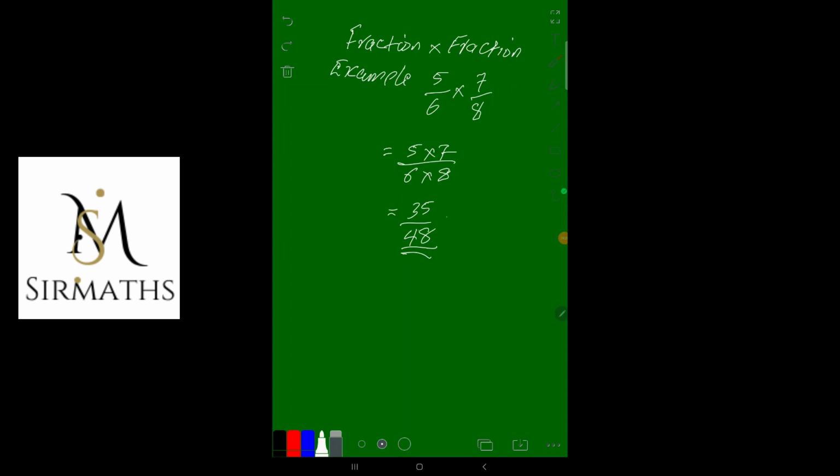But what I want you to know is when you are multiplying a fraction with a fraction, the numerator of the first fraction will multiply the numerator of the second fraction, and the denominator of the first fraction will multiply the denominator of the second fraction. And then if it is possible to simplify, you do so. So this is for this aspect, fraction times fraction. We also look at division. Let's look at division of fractions.